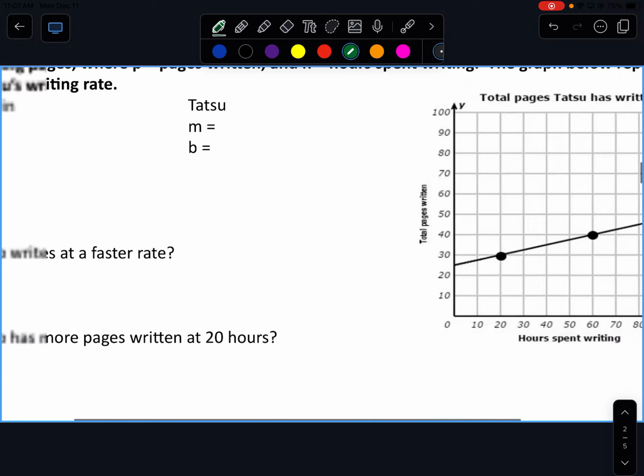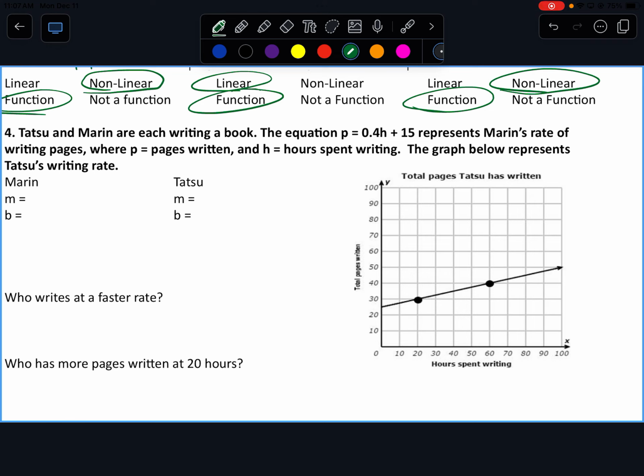So next, we have Tatsu and Marin, who are each writing a book. The equation P equals 0.5h plus 15 represents Marin's rate of writing pages, where P is the pages written and h is the hours spent writing. The graph represents Tatsu's writing. So I'm going to write this right here: P equals 0.5h plus 15. So what's the slope? The slope is right here, 0.5.